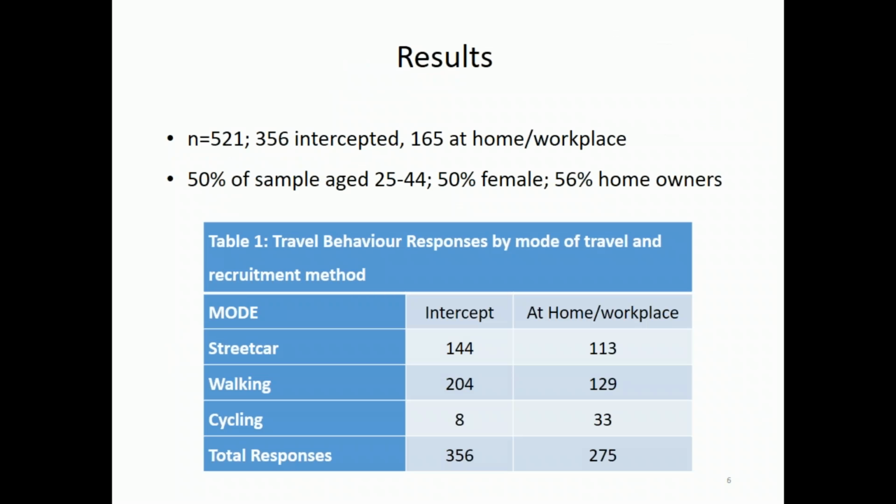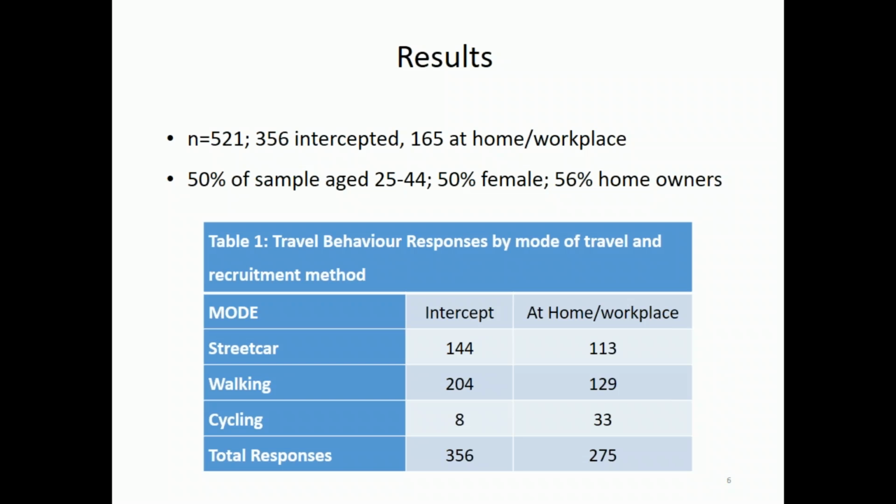So just a little bit about the recruitment. It took place from the 1st to the 15th of October 2018, and approximately 7,500 postcards were delivered, and we achieved a sample size of 521 participants. 356 were intercepted, which means they were recruited on King Street, and this happened in peak morning and afternoon hours. Students from both Ryerson University and the University of Toronto were personally delivering postcards to users of King Street, and depending on whether they were cycling, using the streetcar, or walking, they answered the questions for that particular travel mode.